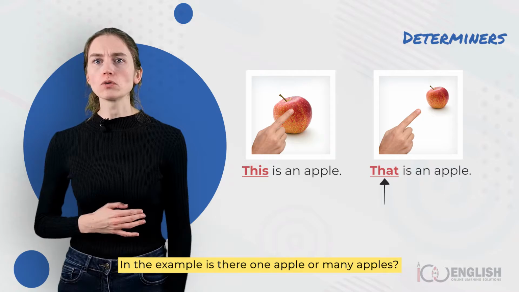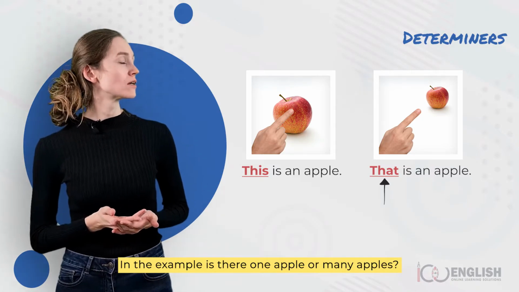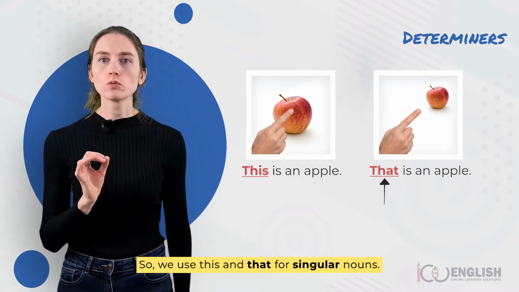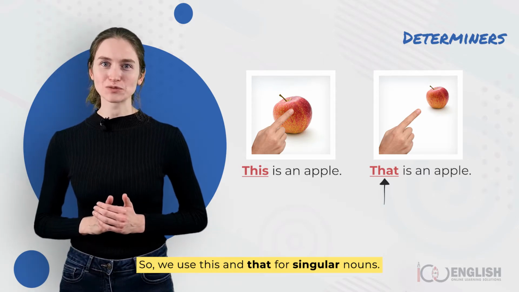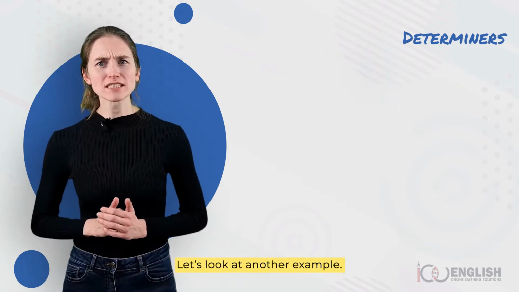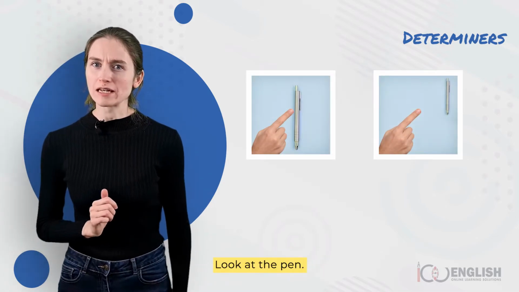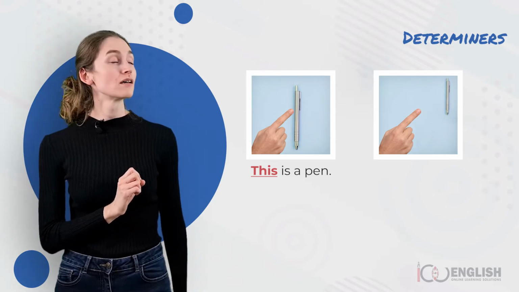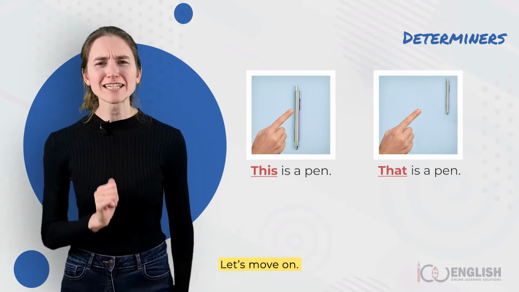In the example, is there one or many apples? There is one apple, so we use this and that for singular nouns. Let's look at another example. Look at the pen. This is a pen. That is a pen. Let's move on.